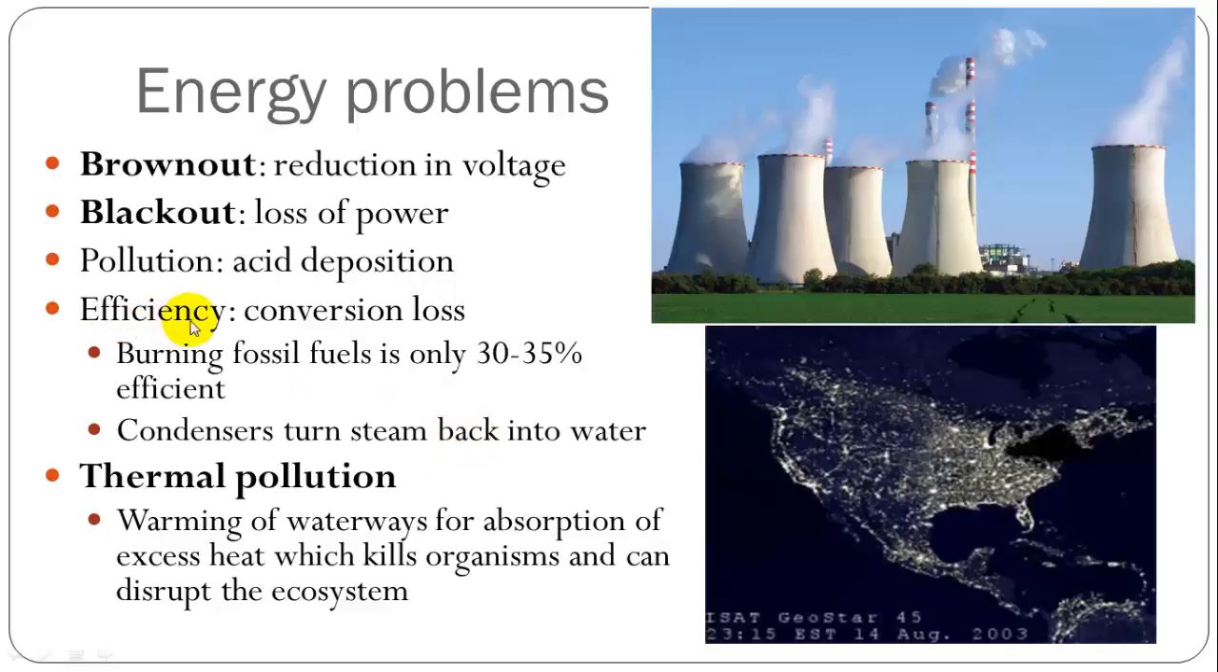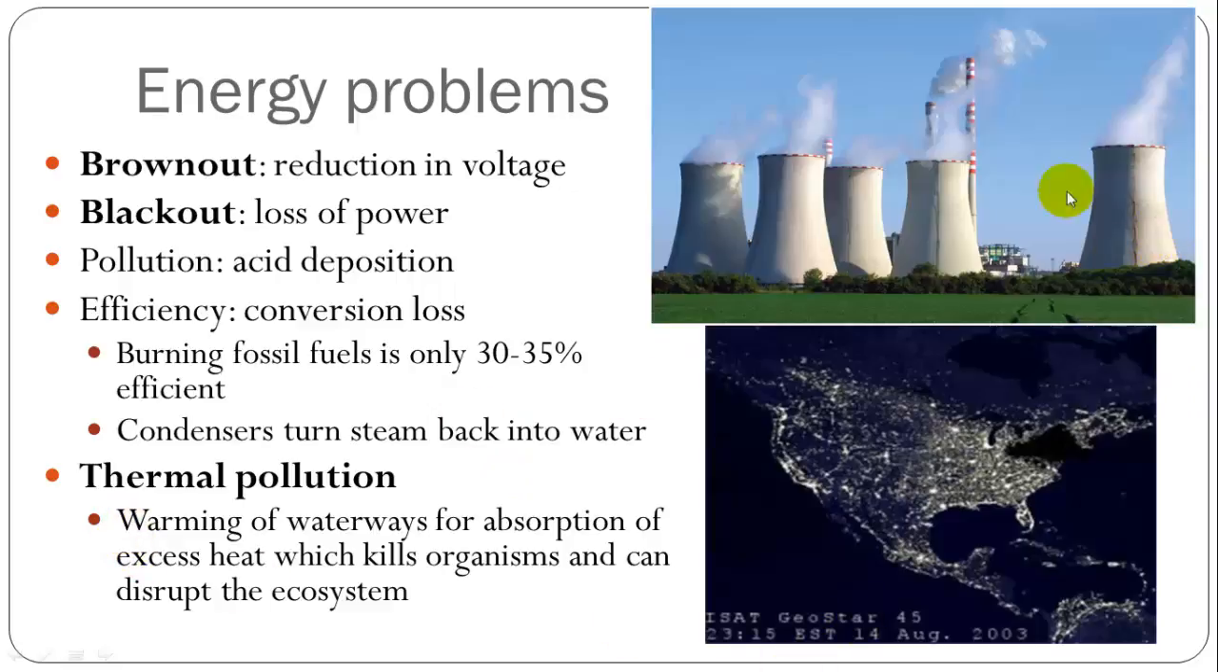Efficiency is always a problem, so when you are converting energy from one form to another, it is not always 100% efficient. And so making things the most efficient is always an objective of energy providers. Burning fossil fuels is only 30 to 35% efficient, so 65 to 70% of all that energy is just lost as heat. Condensers are also used to take this steam and conserve water use by converting it back to water.